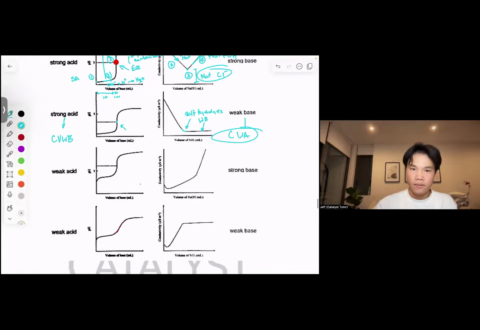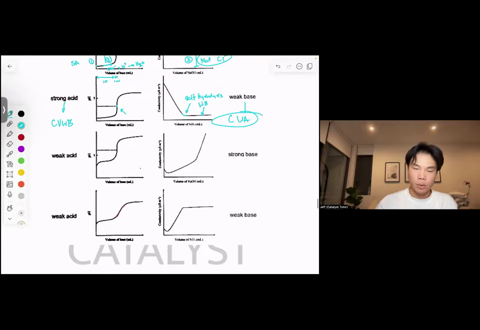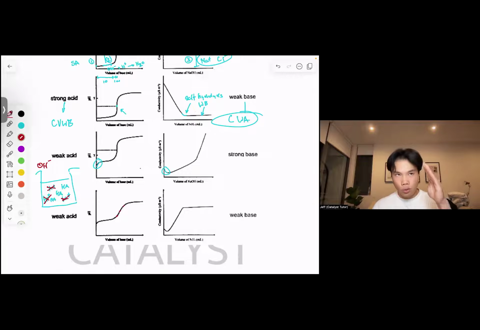Weak acid, strong base is probably the hardest to explain. You have an initial rapid increase in pH or rapid dip in conductivity. And this is because initially in solution, you have H plus as well as HA. When you initially add OH minus, what's going to happen is you rapidly neutralize all of your free floating H plus. And that's correlating to this initial quick increase.